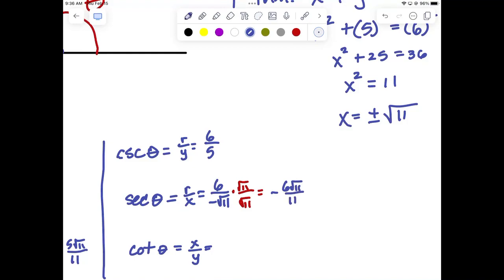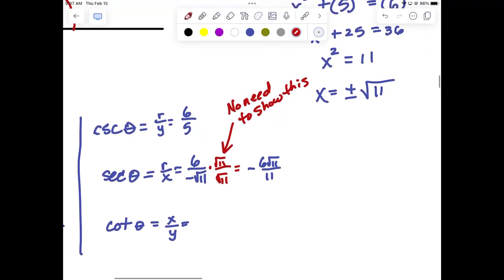Now, here's what's also going to be cool. You're going to get so good at rationalizing the denominator, you're not going to need to show me the step of multiplying by root 11 over root 11. You're just going to say 6 over negative root 11, that's negative 6 root 11 over 11. I hope you're going to be able to do that. You don't have to show me this step, unless you absolutely need to.